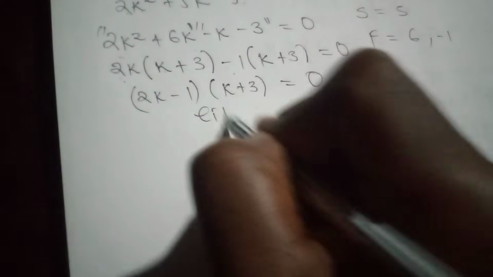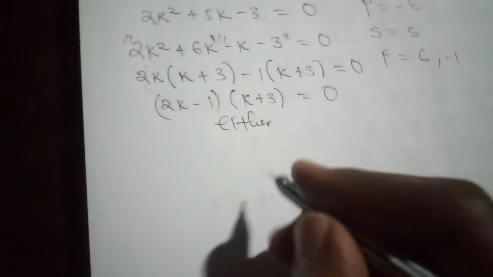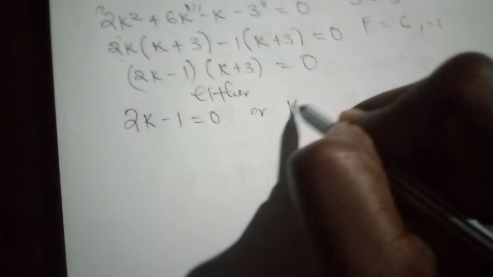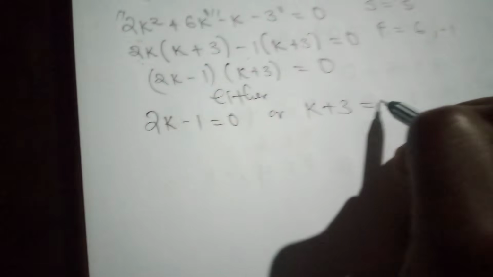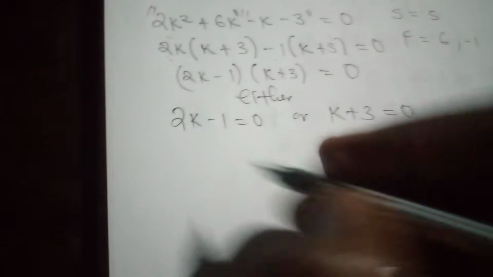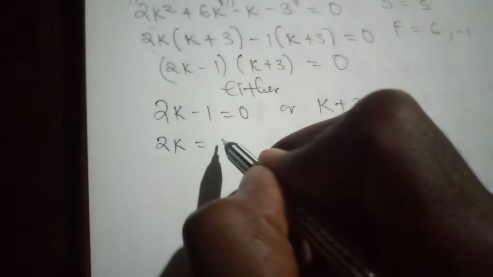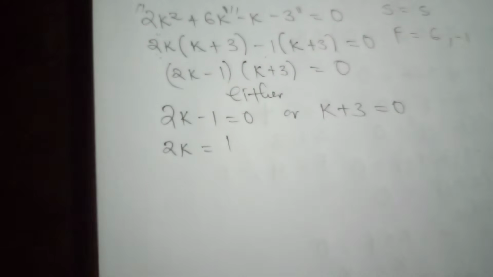So either 2k minus 1 is equal to 0, or k plus 3 is equal to 0. So make k the subject of the formula, that is 2k. This one becomes a positive 1 when it crosses the equal sign.